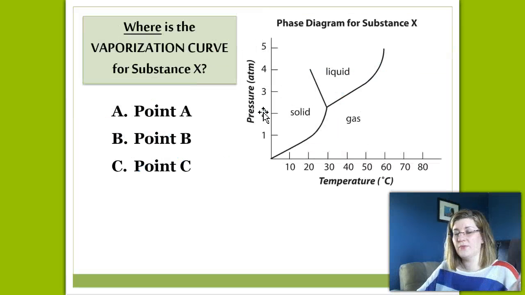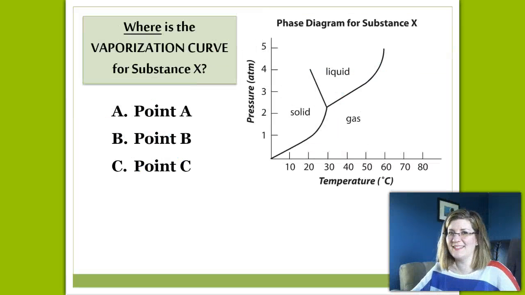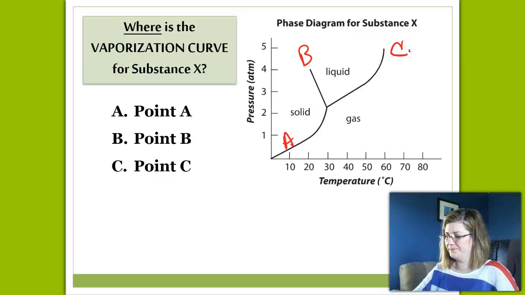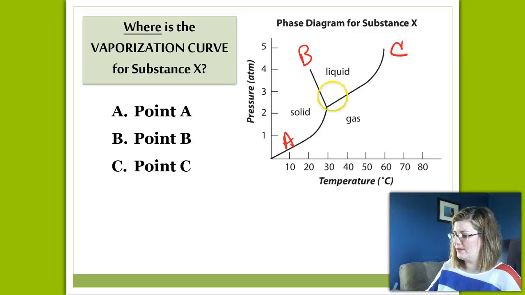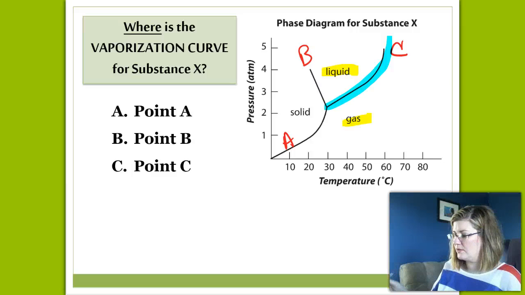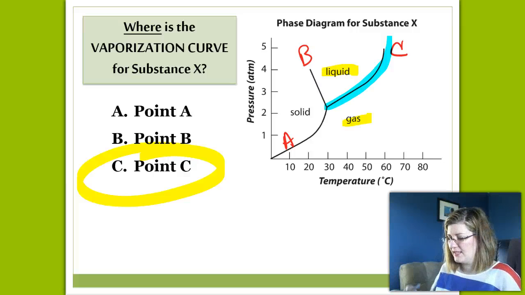Okay, so vaporization curve, try your hand at this. Is it curve A, B, or C? Hopefully you said curve C, because there we're looking at the difference between a liquid and a gas, and crossing that line would take us from a liquid substance to a gas substance or a gas to a liquid. So this is called the vaporization curve, curve C.